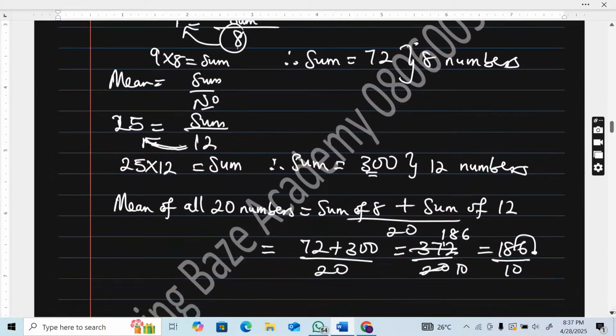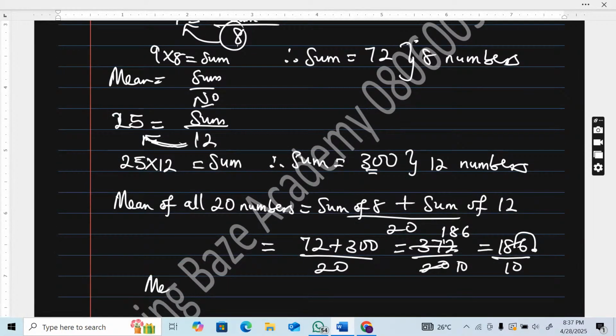So the final answer for this, the mean of all 20 numbers, is equal to 18.6. I hope you understand.